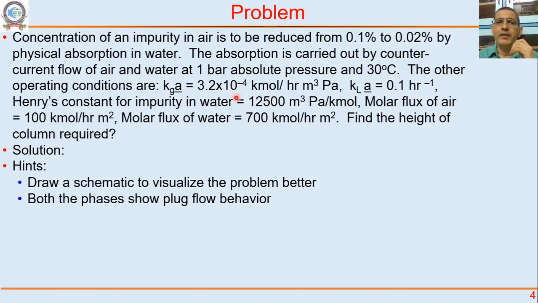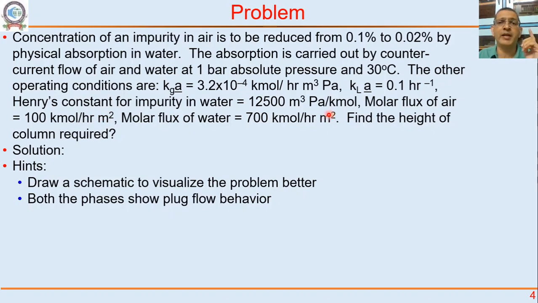kGa you have been given. kLa you have been given. Henry's constant you have been given. Molar flux of air is given to you, 100 kilomoles per hour per meter square. Molar flux of water is given to you, 700 kilomole per hour per meter square of cross section. This is like mass flux or molar flux per unit cross section of the column.